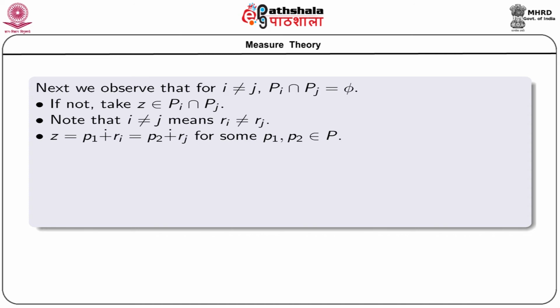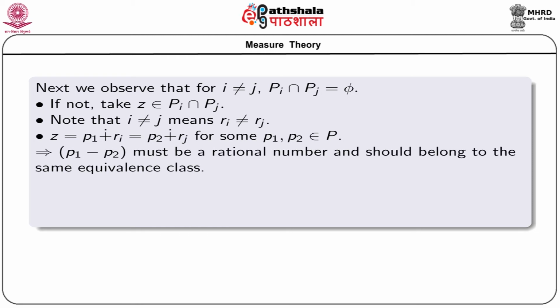Again from the definition of the translate, z is of the form p1 plus dot ri, as well as z is of the form p2 plus dot rj for some elements p1 and p2 belonging to capital P. But see that p1 plus dot ri is equal to either p1 plus ri or p1 plus ri minus 1, and p2 plus dot rj is equal to p2 plus rj or p2 plus rj minus 1.